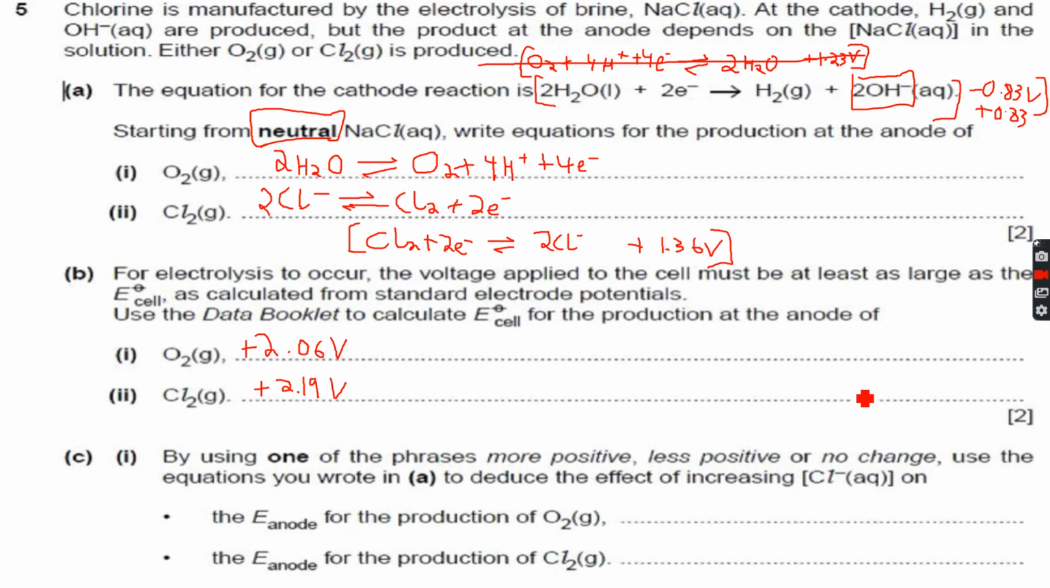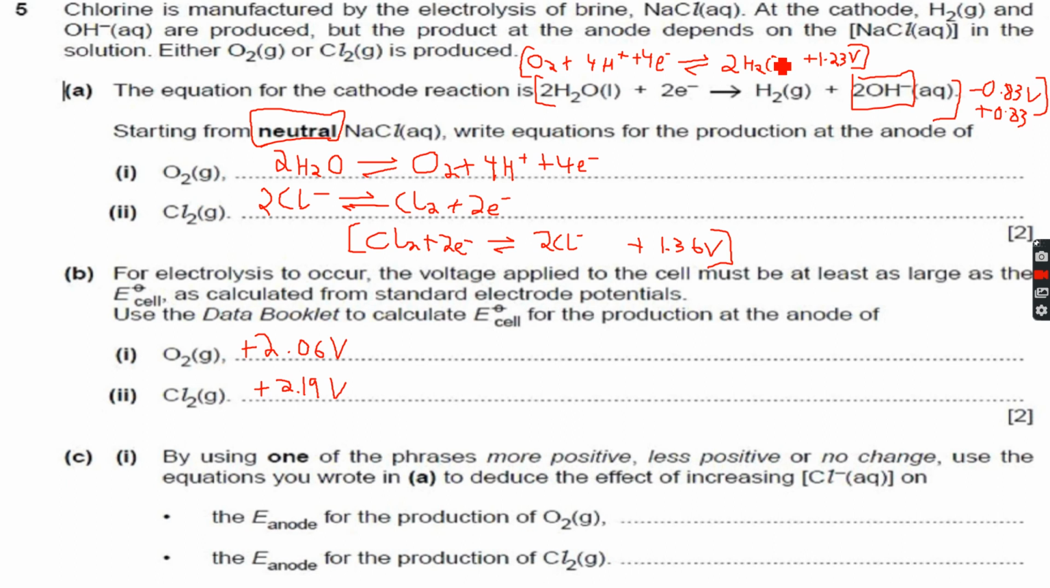By using one of the phrases more positive, less positive, or no change, use the equations you wrote in A to deduce the effect of increasing Cl negative aqueous ions. I will not use the equations written in A because the electrons are on the right. So I will instead use the equations that I've written on my own over here.